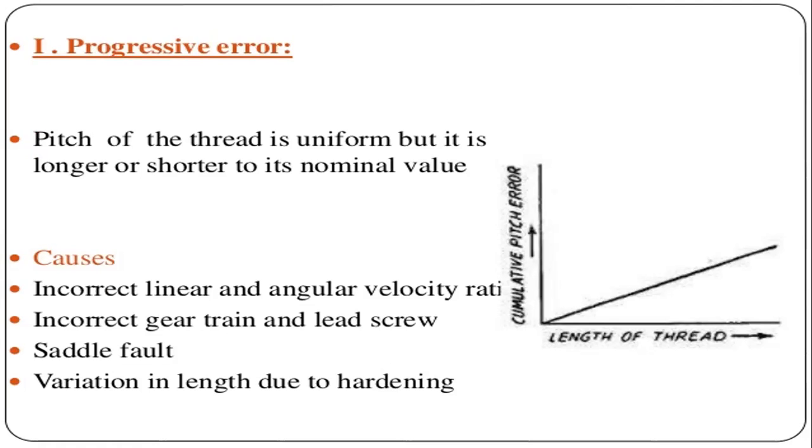The causes for these progressive errors are: first, an incorrect linear and angular velocity ratio. Second, an incorrect gear train and the lead screw attached to it. Third, a saddle fault. And fourth, variation in length due to hardening. So these are the different causes of the progressive error.